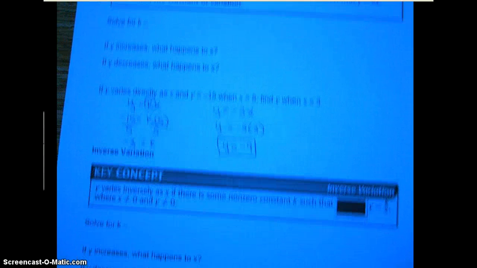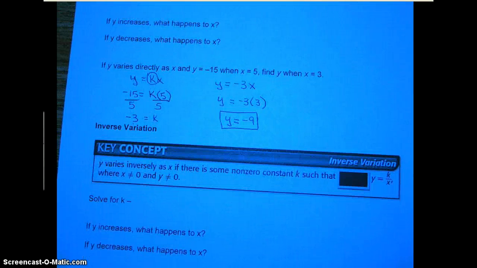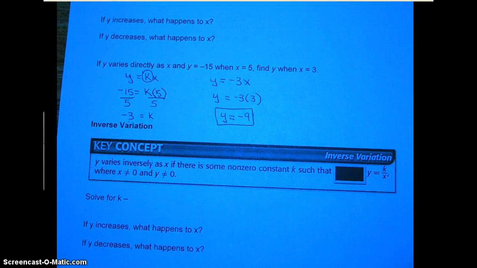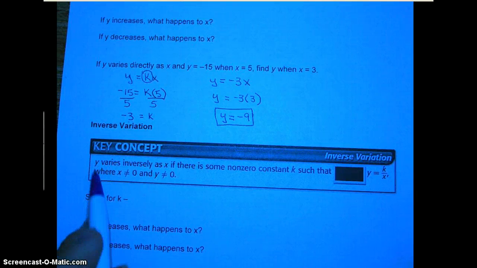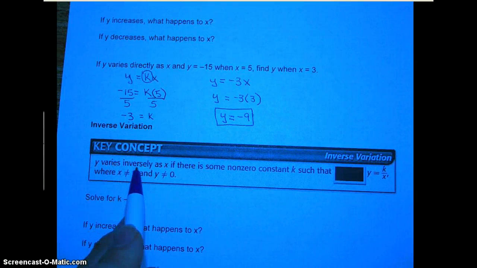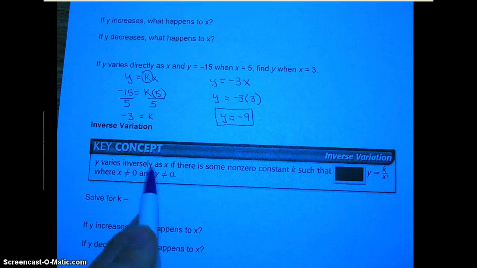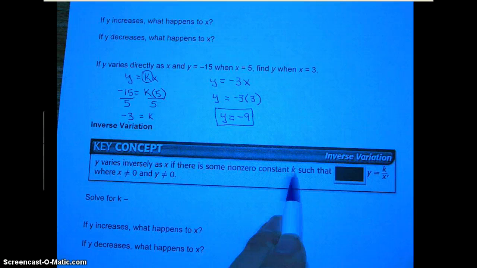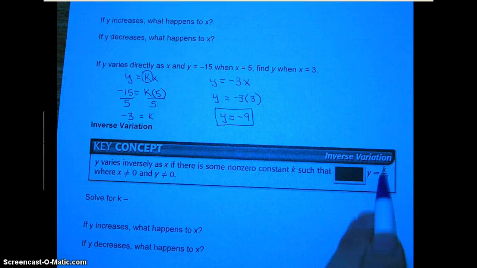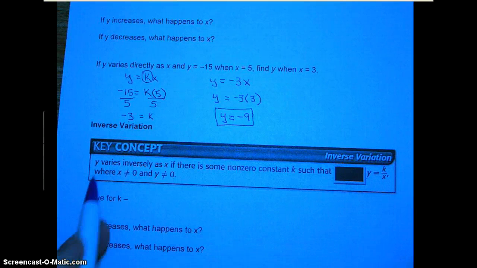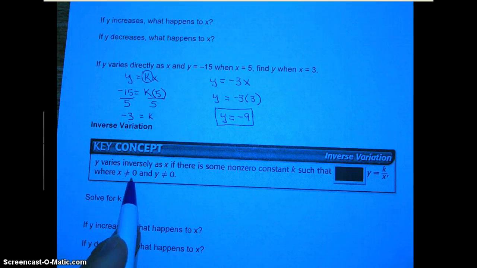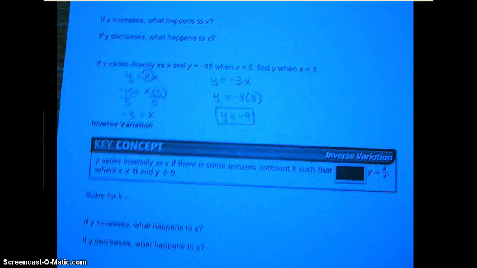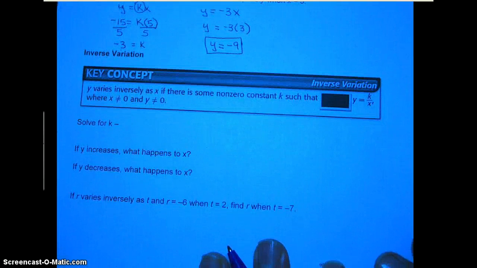Another type of variation is an inverse variation. Here, the terminology or the vocabulary goes like this. Y varies inversely as x if there is some non-zero constant k such that y equals k over x, where x cannot be equal to 0 and y does not equal 0.